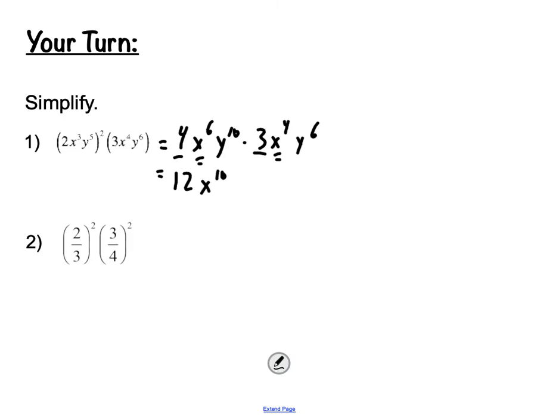And now I'm going to combine my y terms. Y to the 10 times y to the 6 there. I'm going to add my powers. And I get 16, so y to the 16.